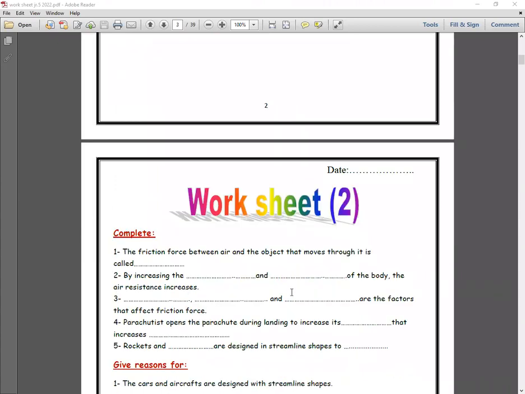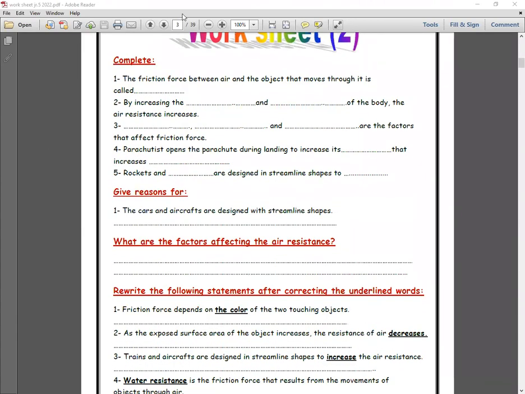Now let's start with worksheet number 2. Complete the following. The friction force between air and the object that moves through it is called air resistance. And we said that we have to mention the type of resistance. Is it air resistance or water resistance? By increasing the what and what, the body's air resistance increases? So by increasing the speed and surface area.